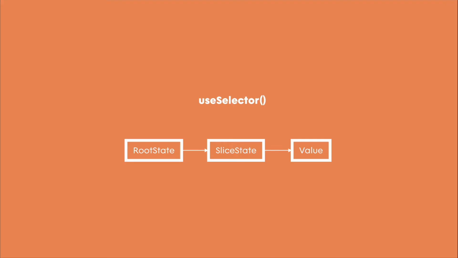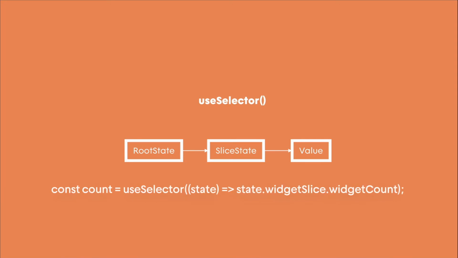So, how do you access data from Redux? You'll use the useSelector hook. It takes a function as a parameter, and that function will receive the entire Redux state as a parameter of its own. You can then navigate down the tree to pull the data that you want, like state.widgetSlice.widgetCount, for example.